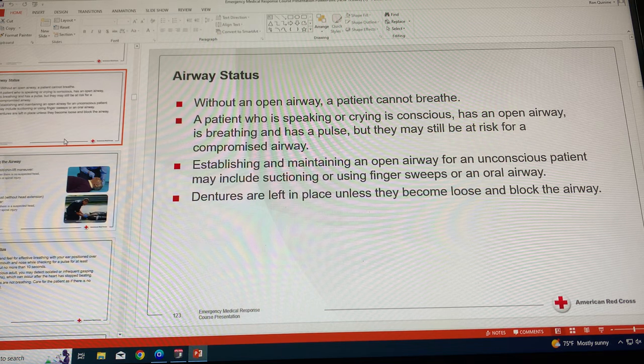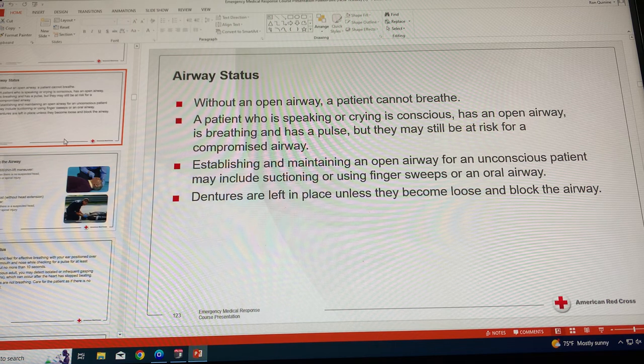Okay? A patient who is speaking or crying is conscious, has an open airway, is breathing, and has a pulse, but they may still be at risk for a compromised airway. So that shows that they do have an airway, but it can be compromised. Establishing and maintaining an open airway for an unconscious patient may include suctioning or using finger sweeps or an oral airway. Okay? Dentures are left in place unless they become loose and block the airway.